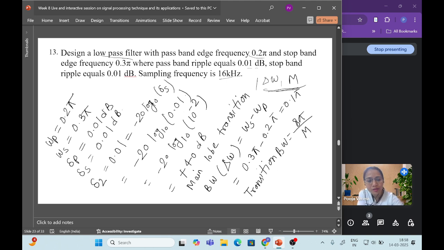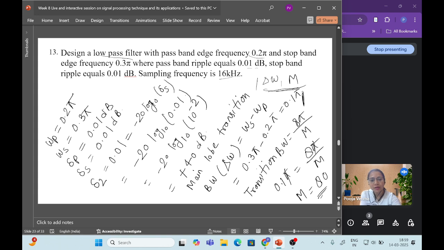Okay, so the transition bandwidth 0.1 pi is equal to 8 pi by M. Here it is not specified, so normally I have taken the Hamming window. If the window function is given, you have to choose the formula accordingly. So pi will be cancelled out, and from here you will get 8 divided by 0.1. If you solve it, you will get M equal to 80. So the order of the filter is 80 and the transition bandwidth is 0.1 pi.